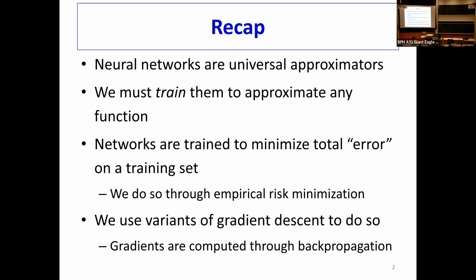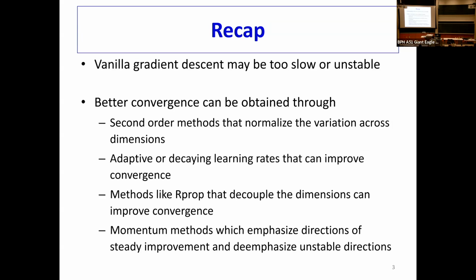We also saw that we use variants of gradient descent to do so, where the gradients are computed using backpropagation. But you might use additional heuristics like computing running averages to smooth out your estimate for the gradients. So we saw that vanilla gradient descent could be too slow or unstable. Better convergence can be obtained using second order methods that normalize the variation across dimensions. Where in the last lecture did we discuss this, Harini? Does anybody remember where we discussed this in the last lecture? We didn't discuss it, right? It's in the slides. You aren't paying attention. Anyway, we also saw that adaptive or decaying learning rates can improve convergence.